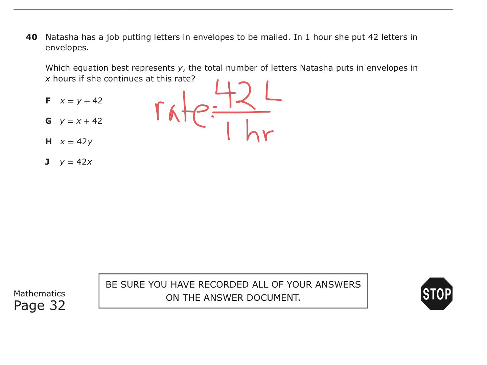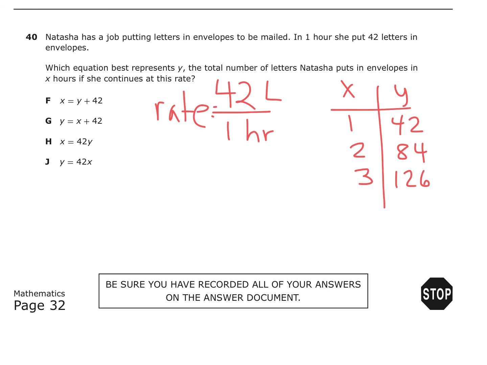Okay. Which equation best represents the total number of letters Natasha puts in envelopes in X hours if she continues at this rate? So let's say this is X and this is Y, so X is the hour. So in 1 hour, she has 42. In 2 hours, she would have 84. And in 3 hours, you would add those. You would have 126, and so on. So it's 42 every hour.